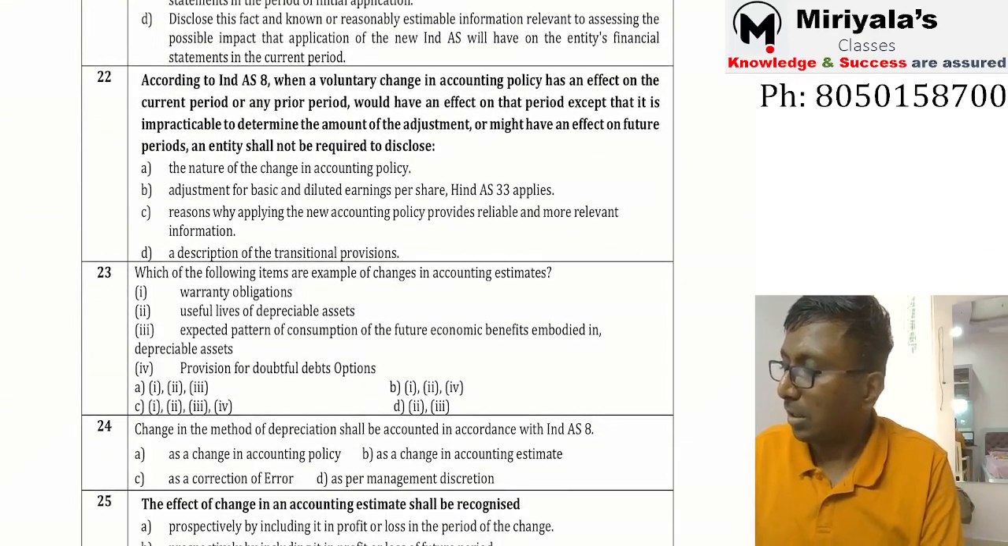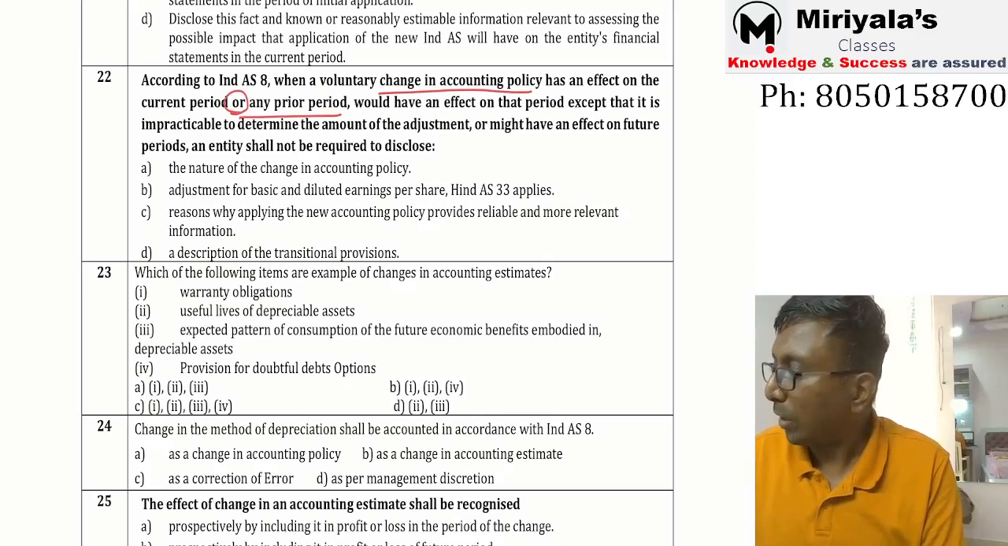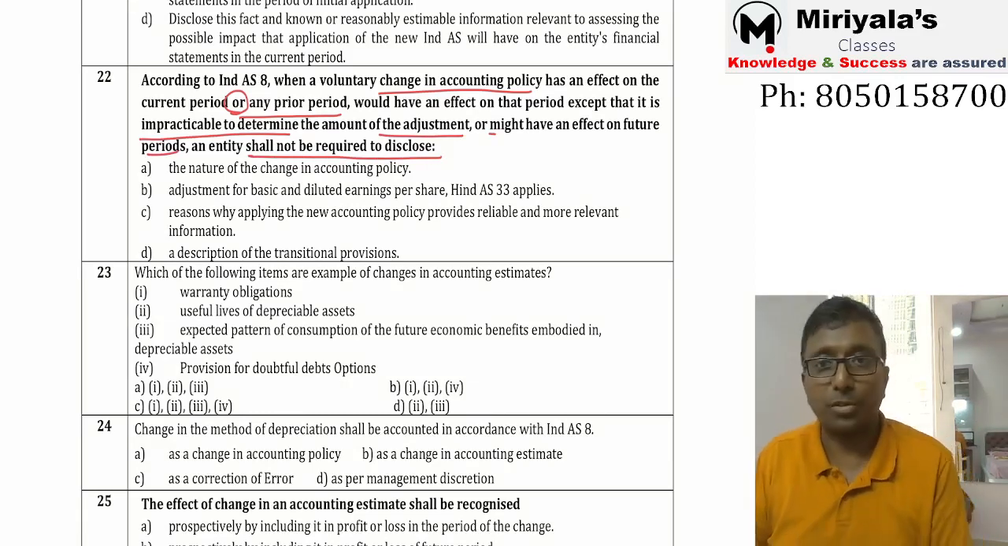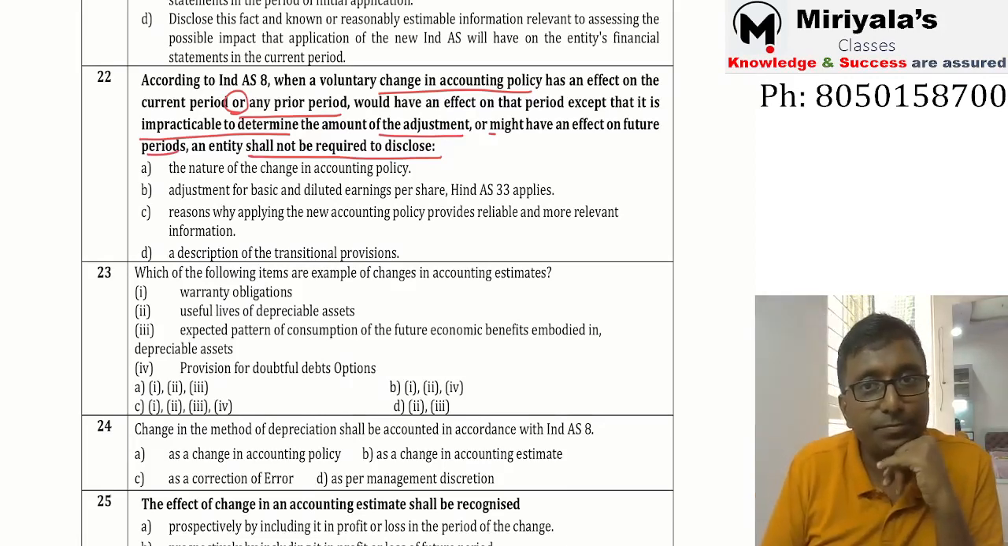Yes. According to Ind AS 8, when there is a voluntary change in the accounting policy that has an effect on the current period or any prior period, except where it is impracticable to determine the amount of adjustment, or might have an effect on the future periods, the entity shall not be required to disclose what? You don't need to disclose. Yes, go through the answers, please.